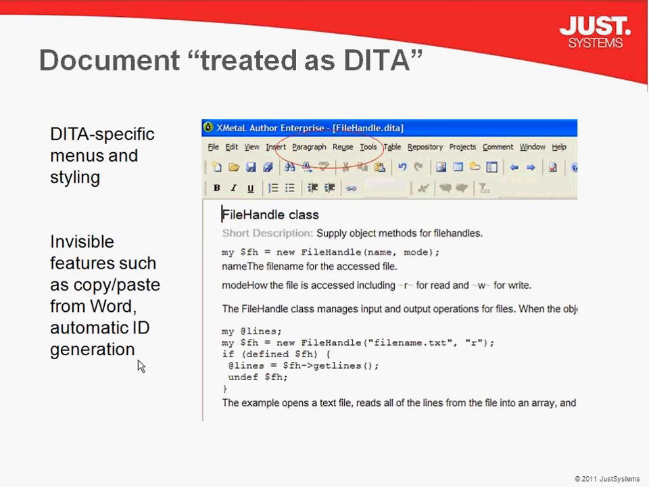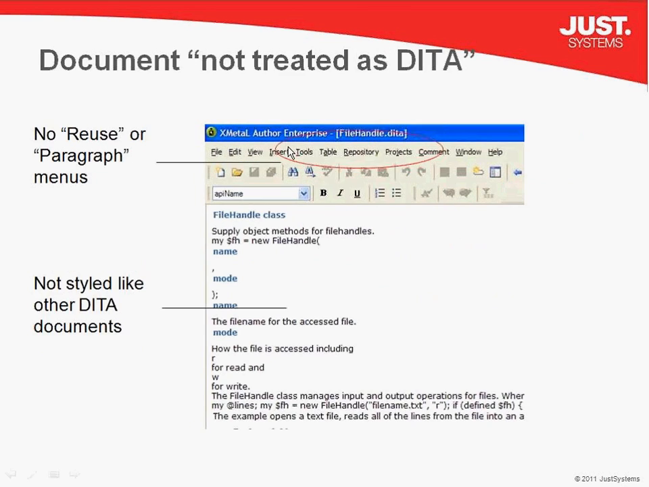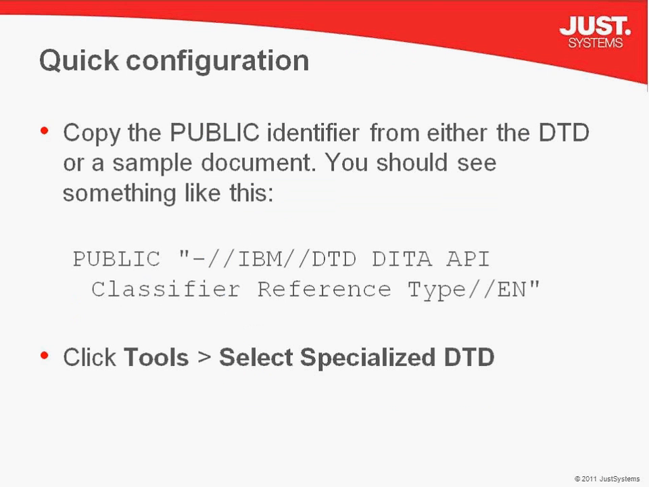Now, if XMetaL for some reason doesn't know that a document type is a DITA document type, what you're going to see is that the document's going to look like this, okay? The immediate sign is that you won't see a reuse menu and you won't see a paragraph menu. The insert menu is also going to be a lot shorter, okay? And you're going to see that the styling doesn't look right. It's going to have these new titles and it's just not going to look like a DITA document. So everything's going to be better if you get XMetaL to treat your document as being DITA. And that requires a procedure that's going to take you a few minutes.